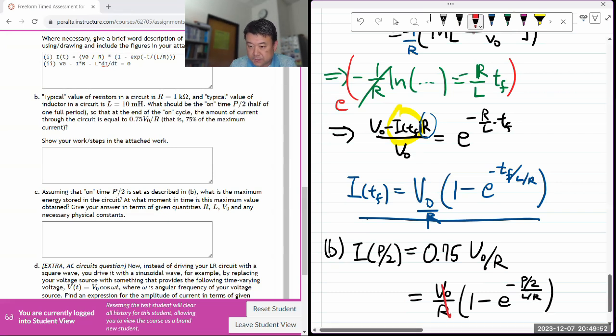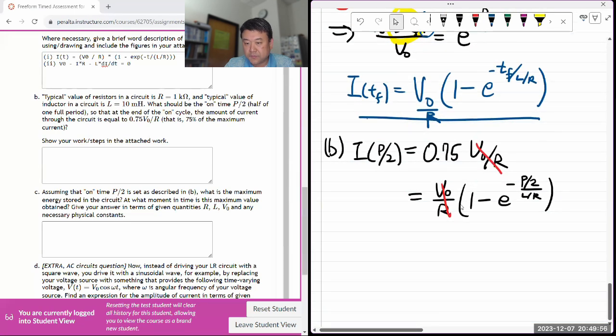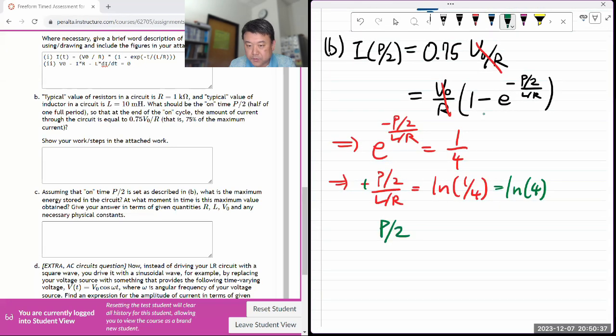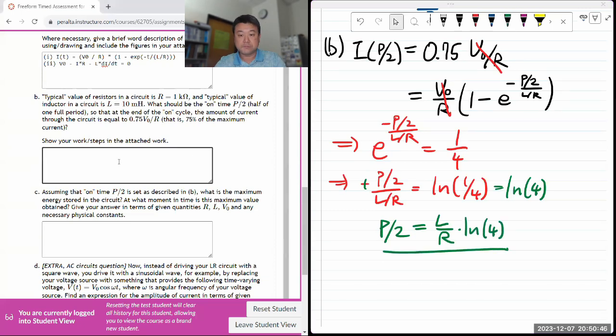Okay, some things can simplify immediately. I'm basically saying 0.75 is equal to that. And that allows me to say what e is. e to the minus P over 2 over L over R is equal to 1 minus 0.75, or 1 over 4, 0.25. So I can take a natural log of that to get minus P over 2 over L over R equal to natural log of 1 over 4. I can get rid of that minus sign by flipping this upside down, natural log of 4, and solve for P over 2. P over 2 is L over R times natural log of 4.